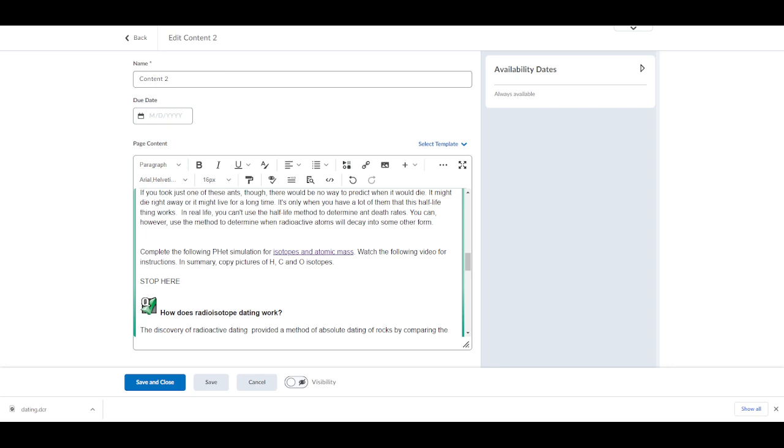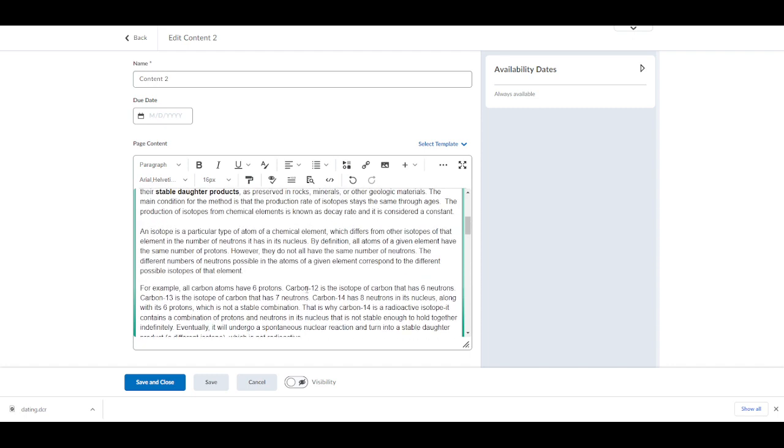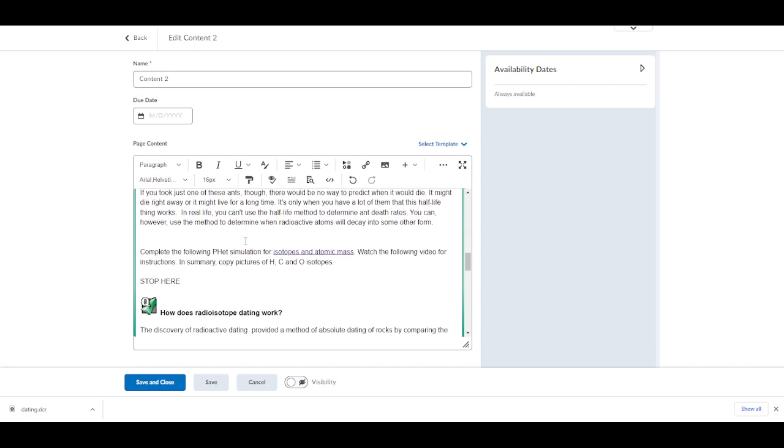Okay, here's some instructions on how to use the PHeT simulation for the isotopes and atomic mass. So from your D2L content section, you'll recognize when you get to this, but I'm just going to scroll down here and you're going to come to a section, complete the following PHeT simulation for isotopes and atomic mass.